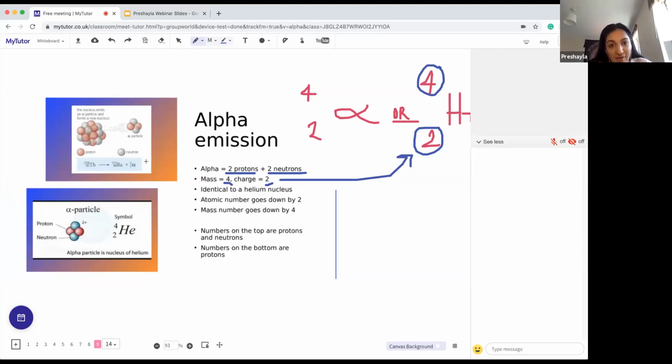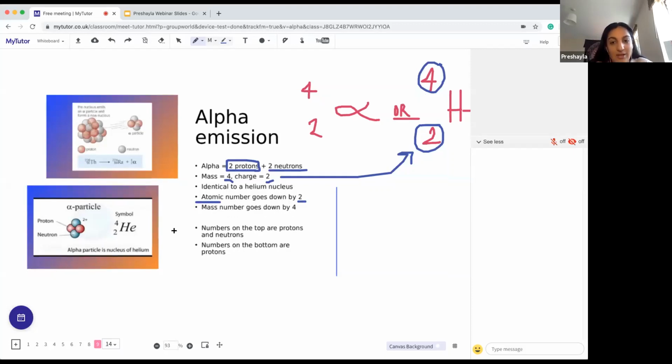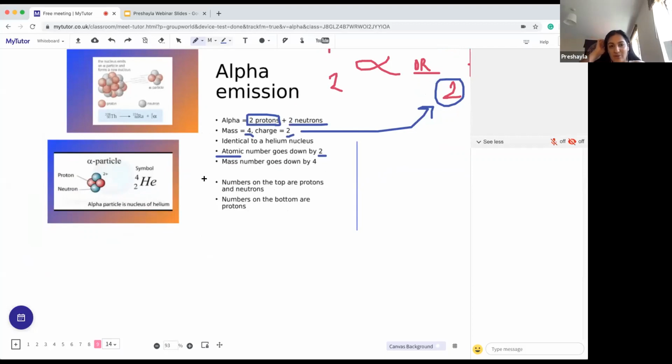Now, when alpha gets emitted from a source, some radioactive substance, the atomic number goes down by 2 and the mass number goes down by 4. So the atomic number, the number of protons, goes down by 2 because it loses 2 protons. And the mass number goes down by 4 because it loses 2 protons and 2 neutrons. So we show this in a sort of equation, not the equations that we're kind of used to seeing, but more of a flow equation. So let's give you an example.